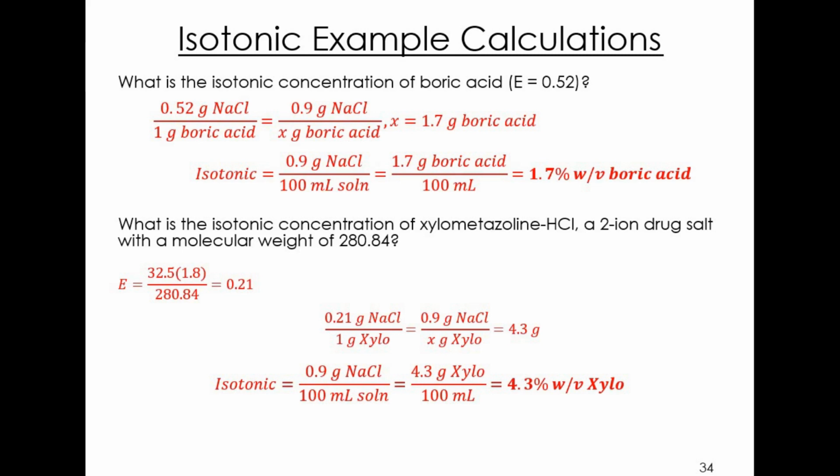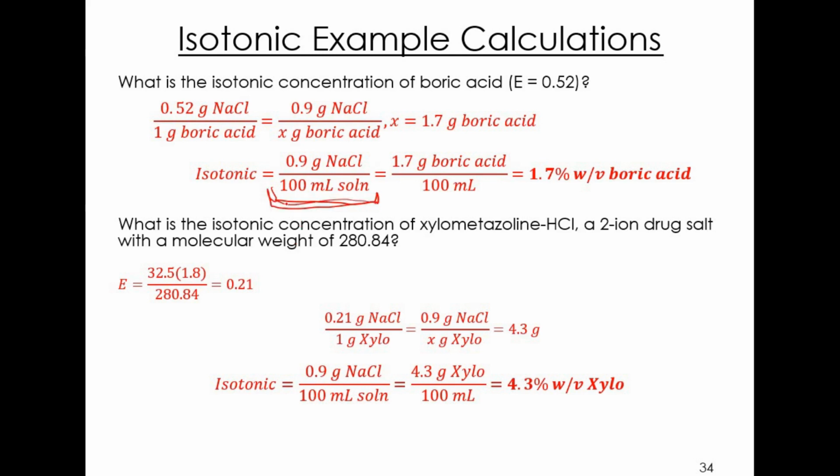All right, the first example question asks, what is the isotonic concentration of boric acid with an E-value of 0.52? This is similar to a problem we did before where we were trying to find the isotonic concentration of potassium chloride. And this time we'll do the same thing.